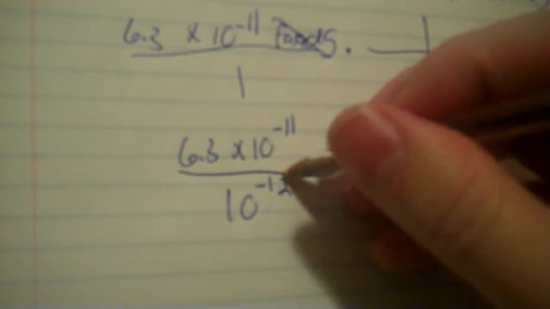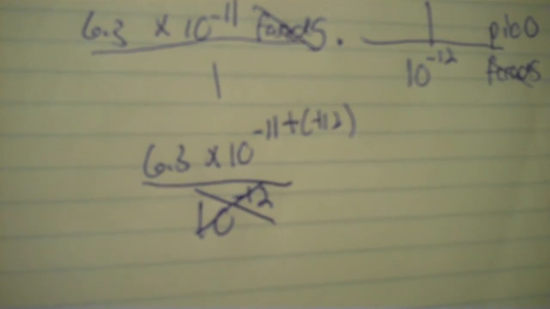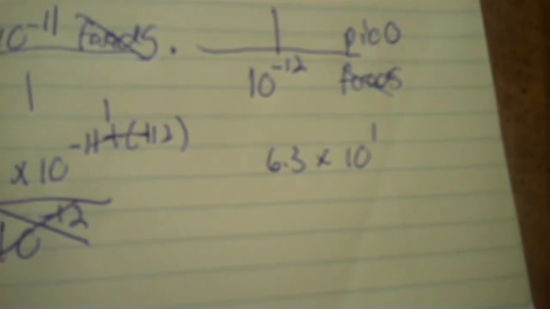Now I don't have a label with these. You don't need one, because we know the 1 is going with the pico. And then this 10 to the negative 12, you're going to put that with the unit itself. So we have 6.3 times 10 to the negative 11th power divided by 10 to the negative 12th power. We get rid of that 10 and then subtract negative 12, which is really plus, and negative 11 plus 12 is 1. So it'd be 6.3 times 10 to the 1st power.